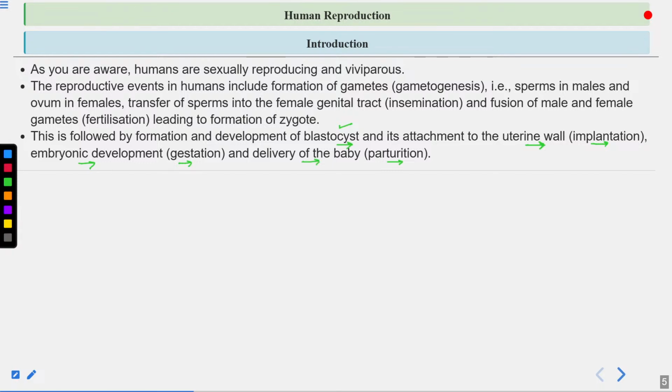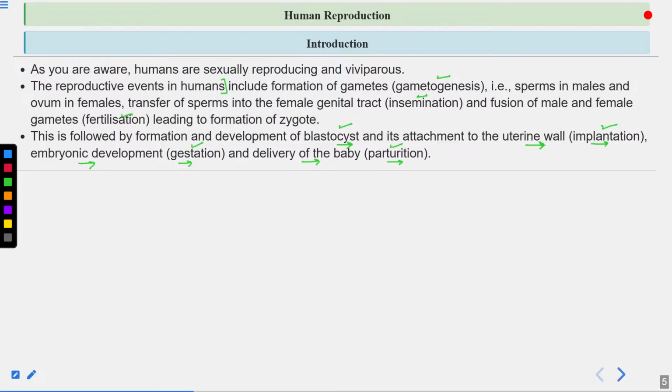So what are the reproductive events in humans? The first is gametogenesis. Next is the insemination. Then fertilization. Then formation of blastocyst, or you can say implantation. Then gestation, and then parturition. So you should remember this sequence. A question can come from here. What is the correct sequence of reproductive events in humans? Clear?